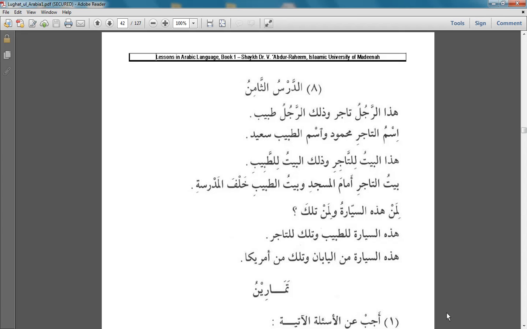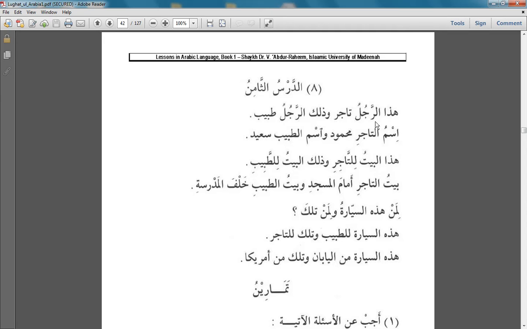Bismillahir Rahmanir Rahim. In this lesson, we're going to be discussing Ad-Darsu Thamin, which is the 8th lesson, and this is the Arabic portion of it. And we learned in the English that we're going to be discussing incomplete words followed by the completion of the sentence. For example, هذا الرجل, this man is, and then the completion of the sentence is تاجر.